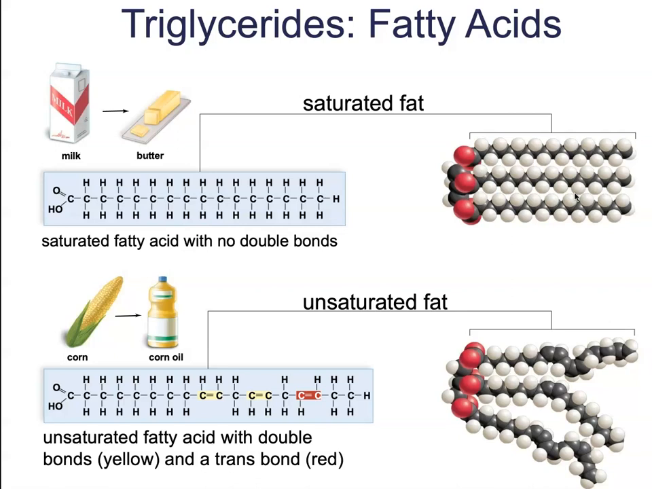Unsaturated fatty acids contain double bonds. So when we have a double bond here and a double bond here, you'll see that because we have one, or a carbon can only form 4 covalent bonds.